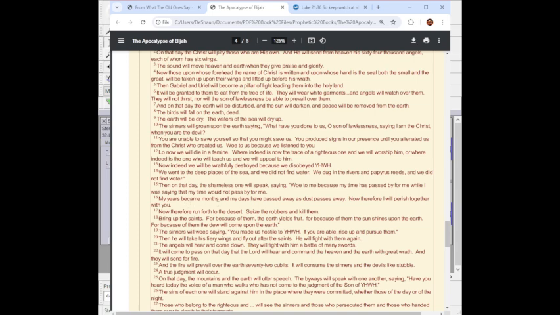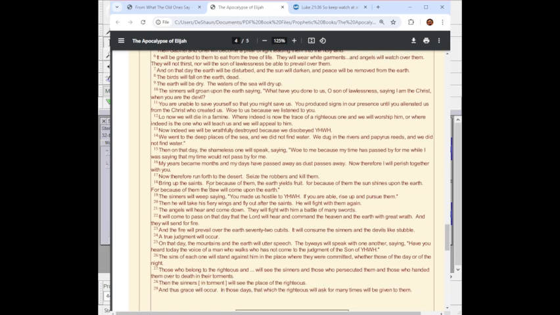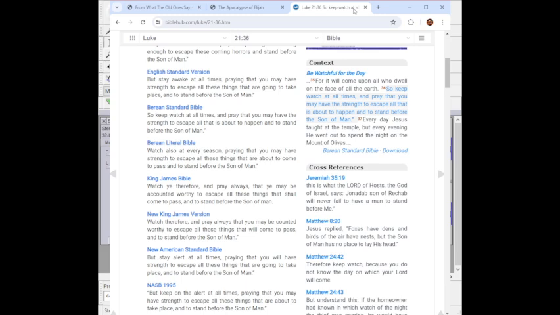My years became months, and my days have passed away as dust passes away. Now therefore I will perish together with you. Now therefore run forth to the desert. Seize the robbers and kill them. He's still trying to give orders. He says, bring up the saints, for because of them the earth yields fruit. For because of them the sun shines upon the earth. For because of them the dew will come upon the earth. The earth was made for our sake.